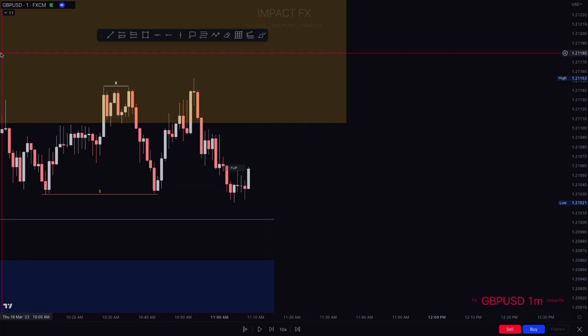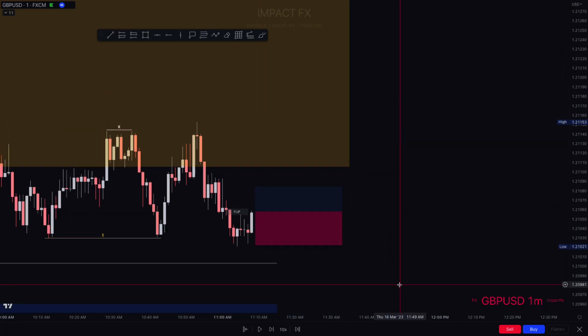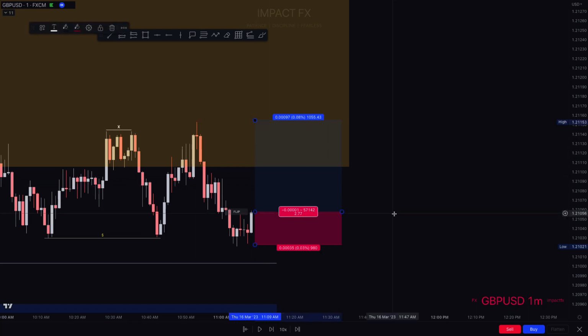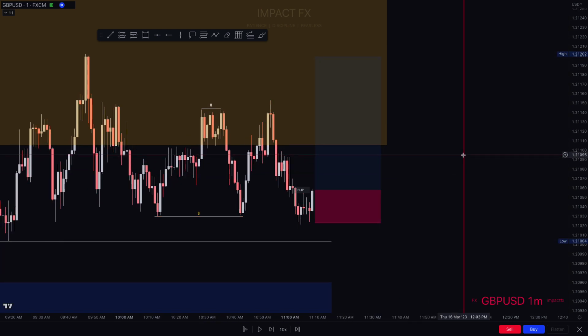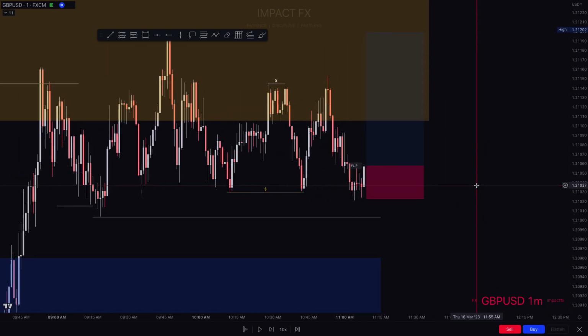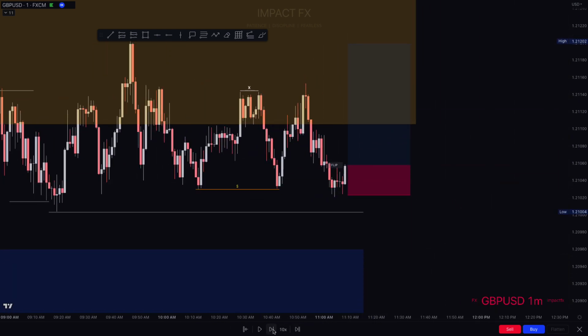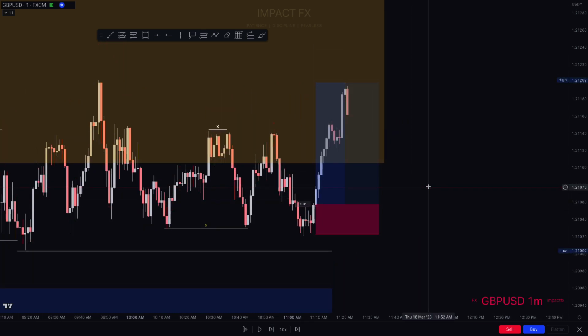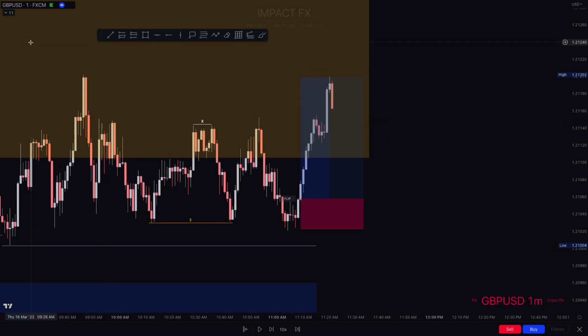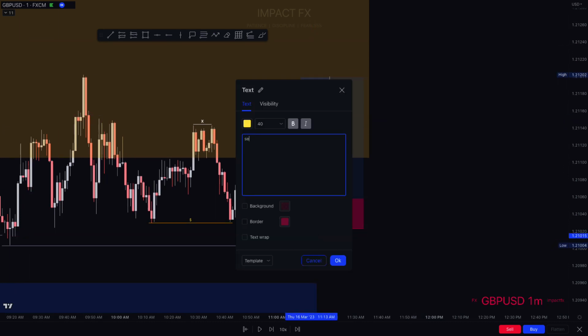Okay, I'm going to take this trade here. I'm going to put my stop below this low, and we're going to be shooting for the high. That's a 4RR trade. Okay, so that's nice. We're going to say we secured 4R.